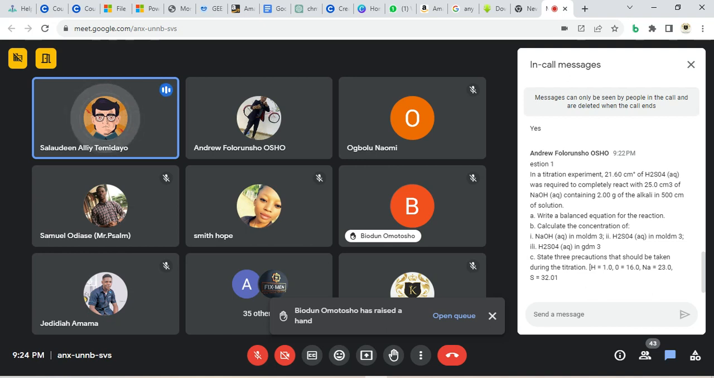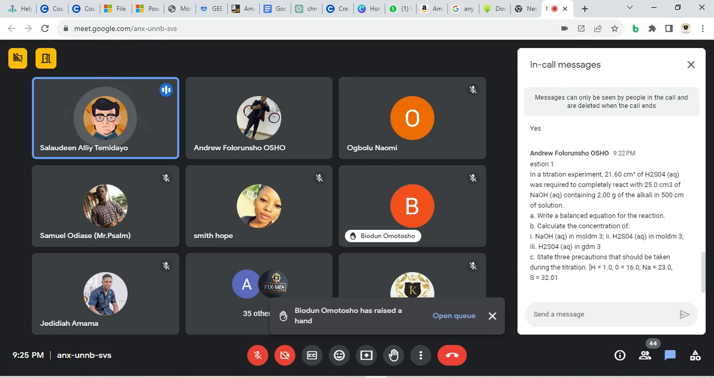It is containing 2.0 grams of the alkali, that is the base, which is caustic soda, in 500 cm cube of solution. That is the amount of base in grams per cm cube. We have to make it grams per dm cube later. 2.0 grams per 500 cm cube will be 4 grams per dm cube, but let us calculate it out when it is time. So the amount of the base is 2.0 grams in 500 cm cube.